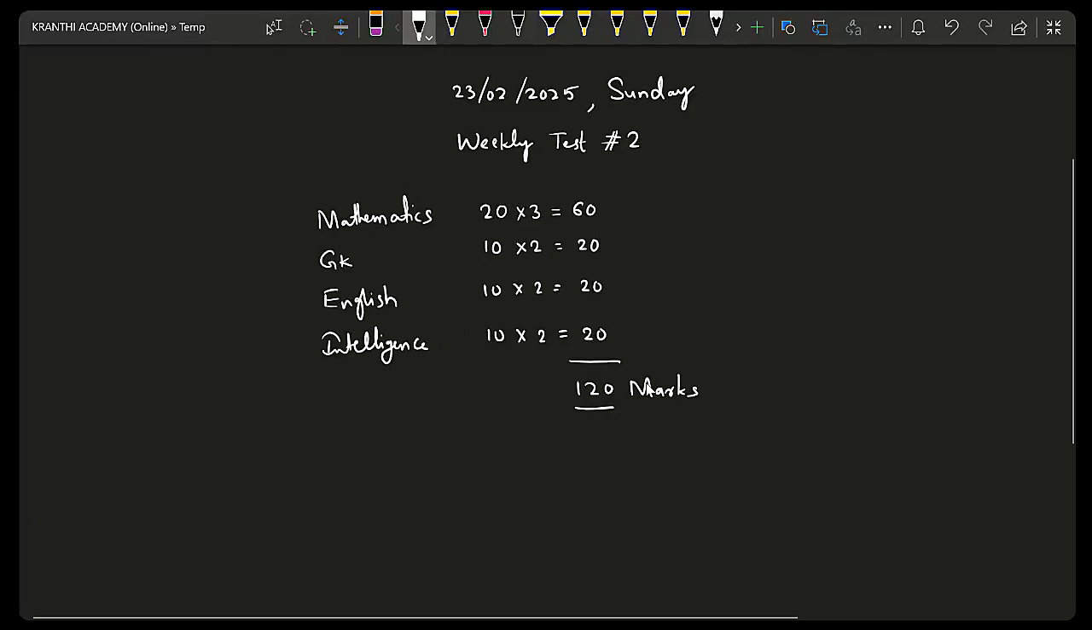And the duration is 1 hour 15 minutes. So duration 1 hour 15 minutes. In 1 hour 15 minutes of time you can write the exam.